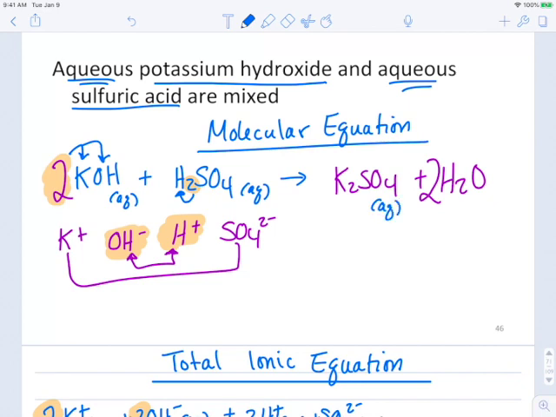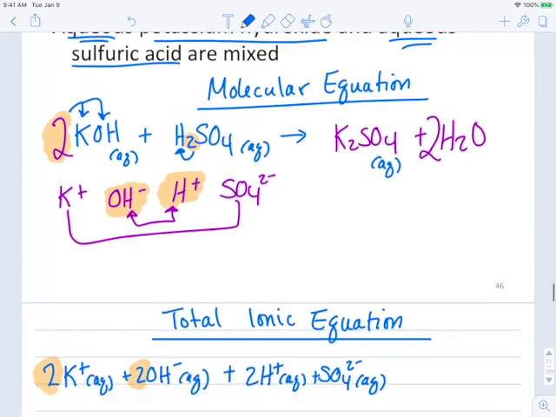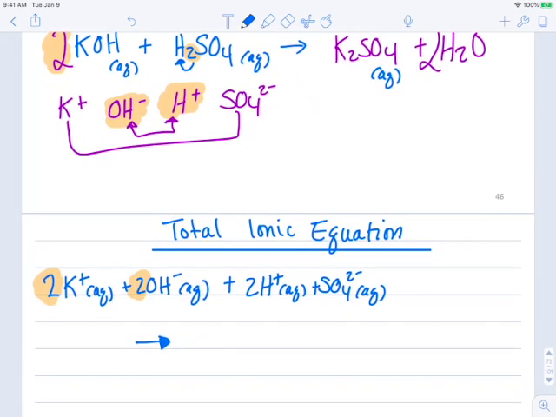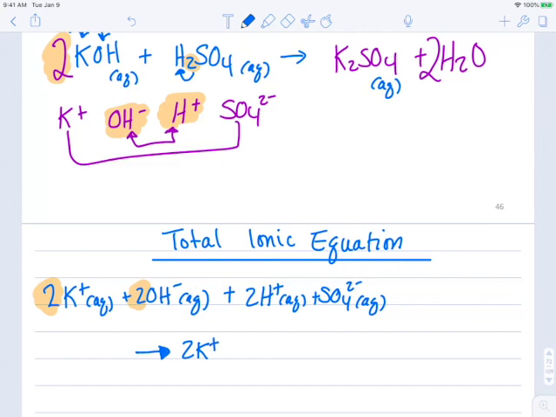Because it is an aqueous ionic compound, we are going to say it's a strong electrolyte, and we're going to break it up. So I'm going to say that there is 2K+ aqueous, plus SO4 2- aqueous, like so. All right, so any questions on how I broke up the potassium sulfate?